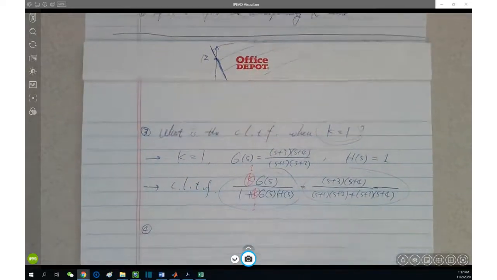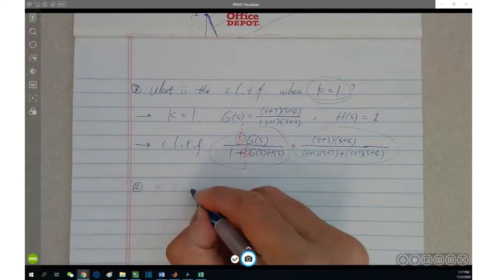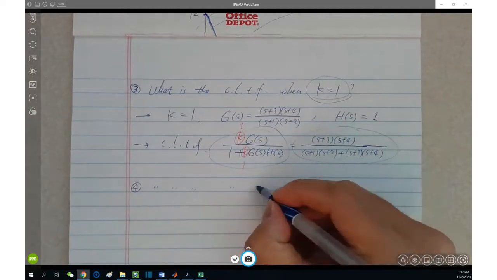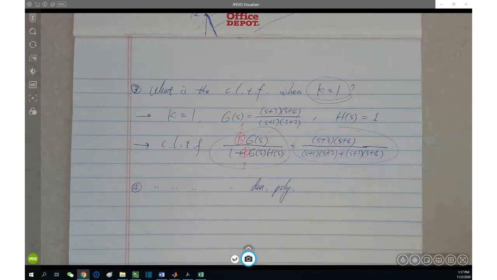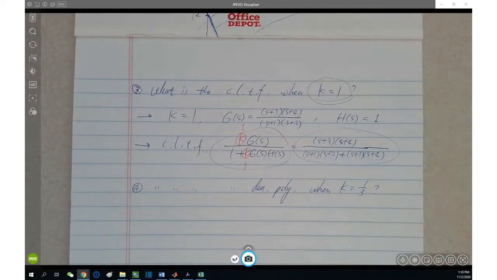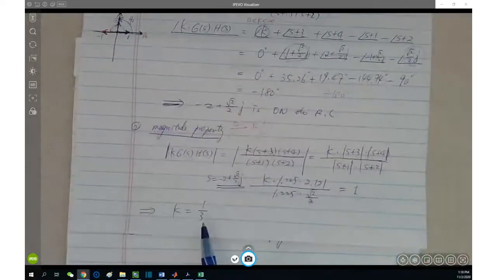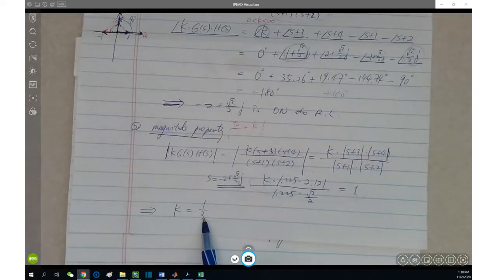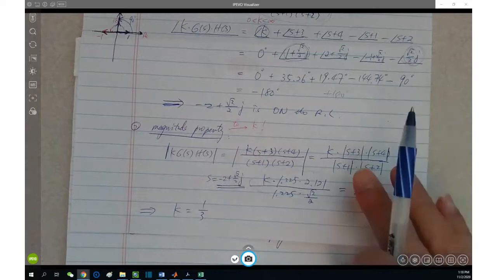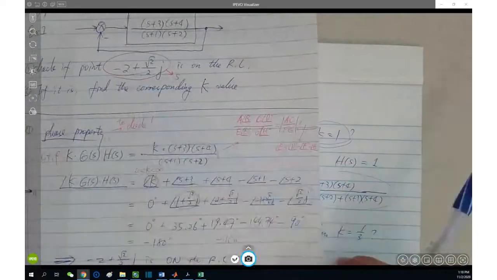The next question. What is the closed loop transfer function? Let's say just the denominator polynomial. We don't have to find the numerator, we just find the denominator, when K equals 1/3. How to know this? Well, we need to recall the previous question 2 result. When K equals 1/3, what is the point we are talking about along the root locus? Which point are we talking about? It is exactly the given point, right? That makes sense.